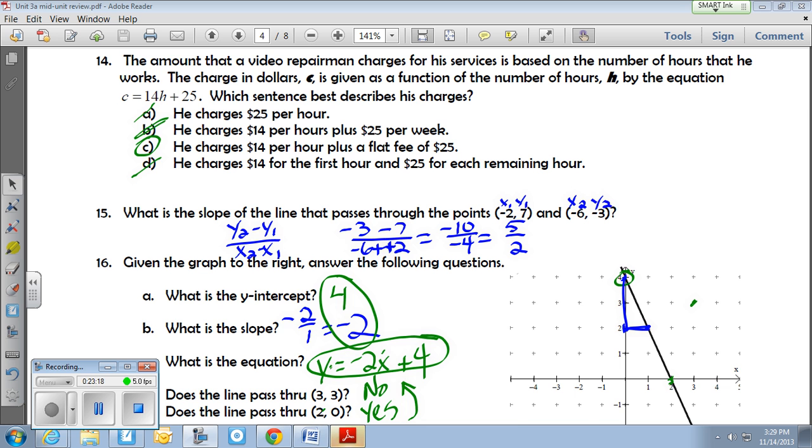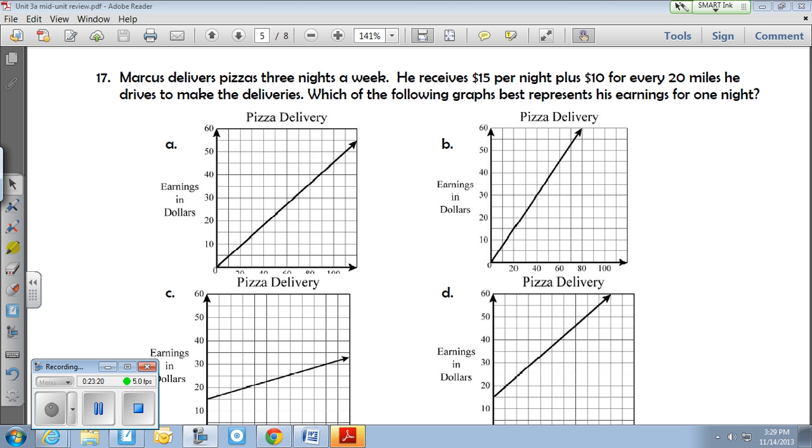All right, number 17, Marcus delivers pizzas 3 nights a week. He receives $15 per night plus $10 for every 20 miles he drives to make the deliveries. All right, so it looks like number of miles are on the bottom, and earnings in dollars on the left. So he gets a flat rate of $15 for every night. So we're going to start at 15.